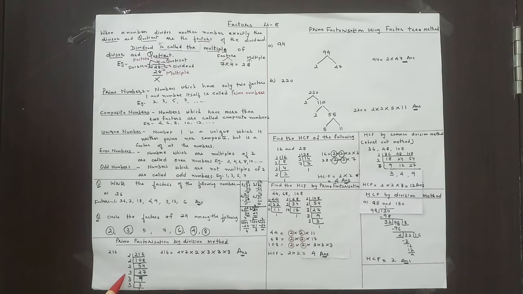So we will take another number, that is 3. 3 nines are 27. Now we have got 9. Now we will divide it by 3. 3 threes are 9. And now we have 3 here. And we will divide it by 3. 3 ones are 3. So the prime factors of 216 are 2 into 2 into 2 into 3 into 3 into 3. And that is your answer.